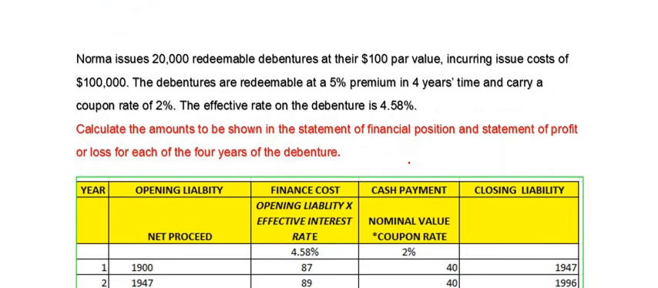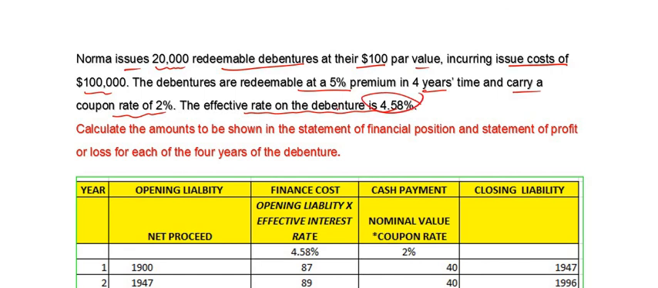Okay, now here we have an example. If you see here, Noma issued 20,000 redeemable debentures, which are financial liabilities, at their 100 par value, incurring issue cost of this amount. The debentures are redeemable at 5% premium in 4 years' time, carrying a coupon rate of this. Now this coupon rate is the cash payment you have to pay. This is the effective interest rate, which increases your finance cost. Now calculate the amount to be shown in the statement of financial position and the statement of profit or loss for the 4 years of the debenture.